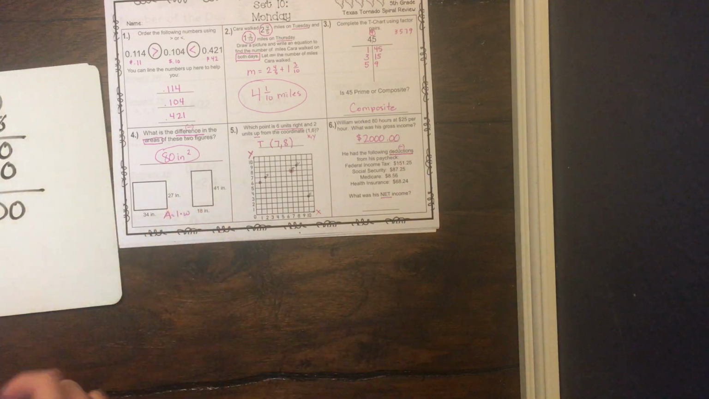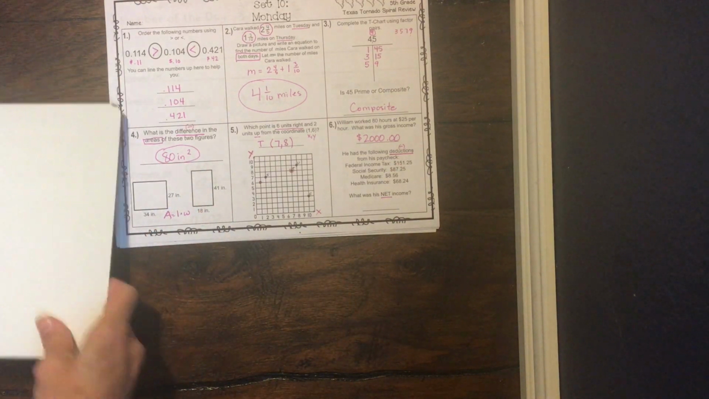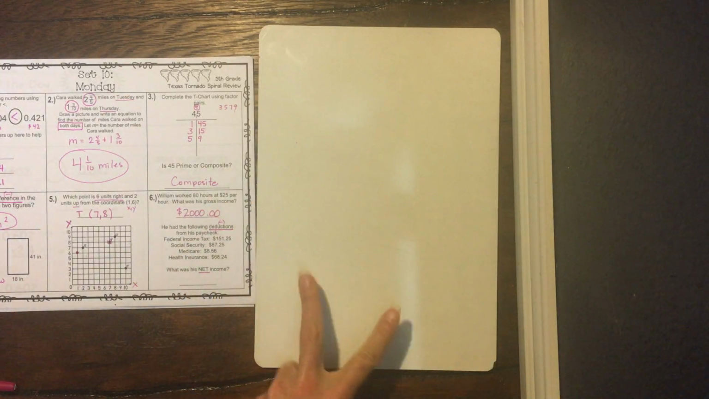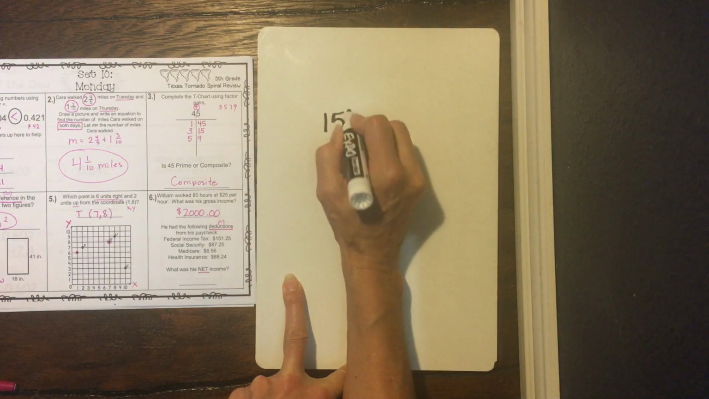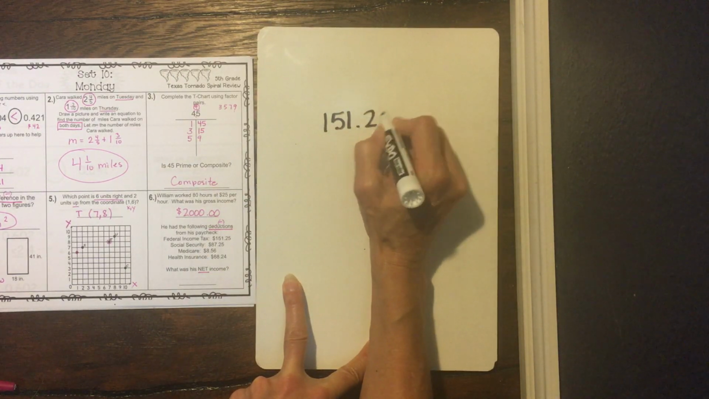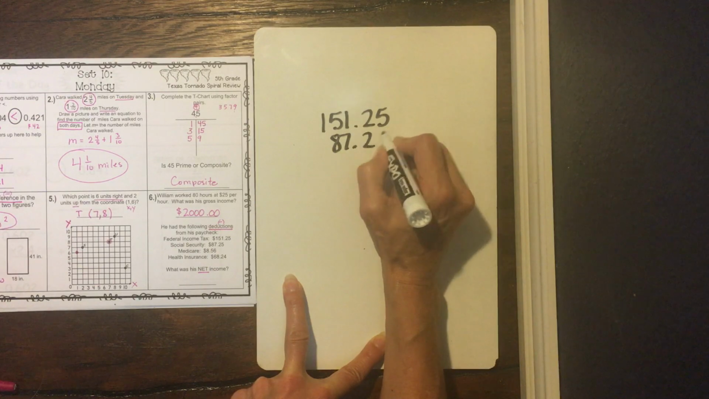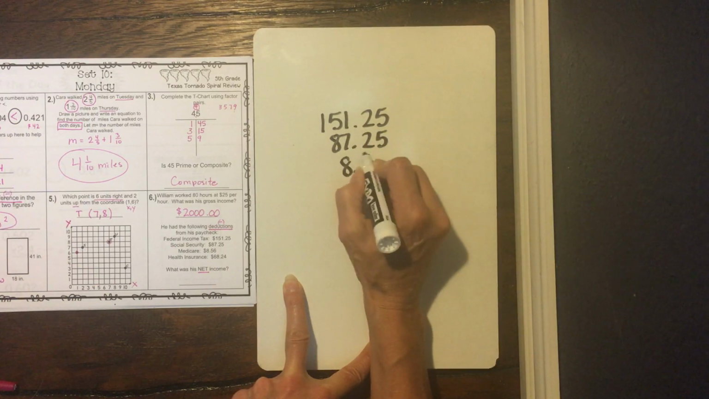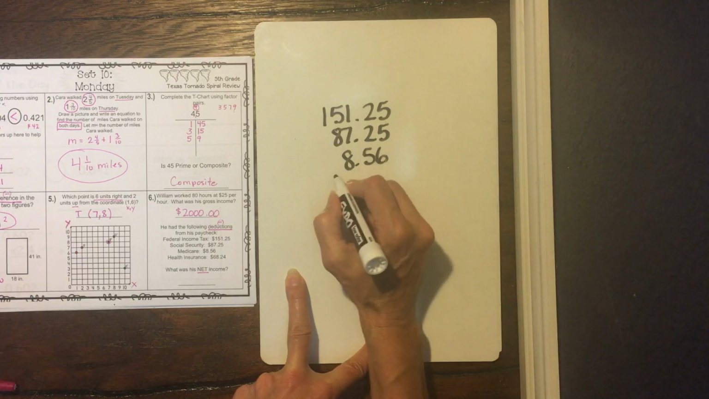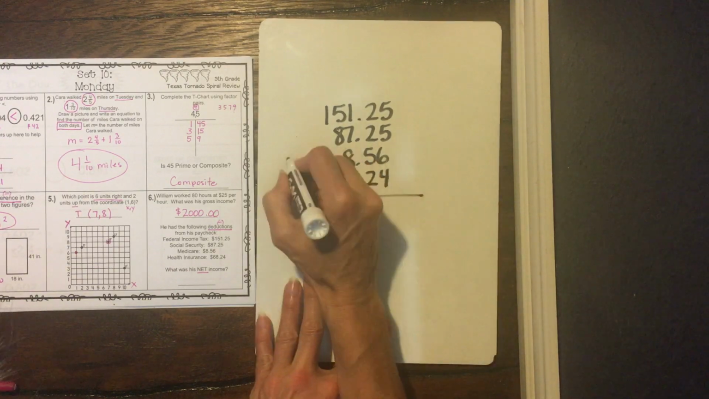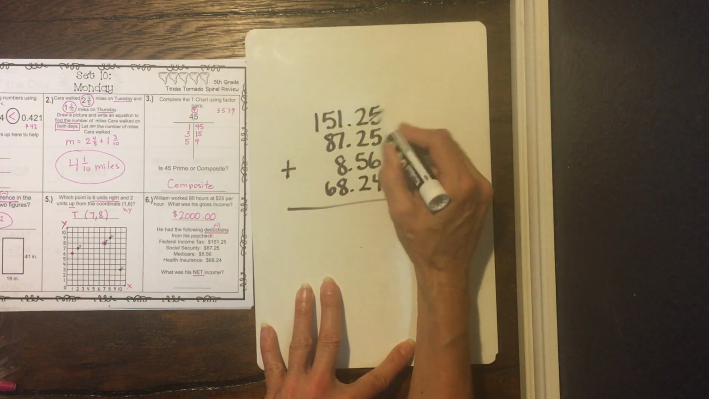Remember, net is what you get, and that means we have to subtract all of these numbers off of our gross. So we're going to need to add all these together first. Remember, guys, when we add, we have to line up our decimals. So I have 151 and 25 cents. I've got 87 and 25 cents. I've got $8.56. And I've got $68.24, okay?